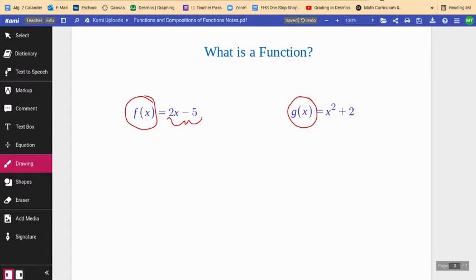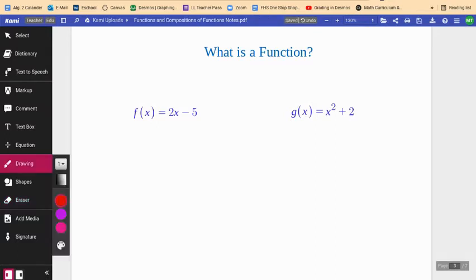So this first equation is the function f of x. And then the second equation is the function g of x. So it's just a way to name and identify two different equations so that we're not using the same variable, okay? Now, the other thing about function notation is this x value inside the parentheses is going to change. So we're going to fill in values for that with different numbers. And these are my input values.